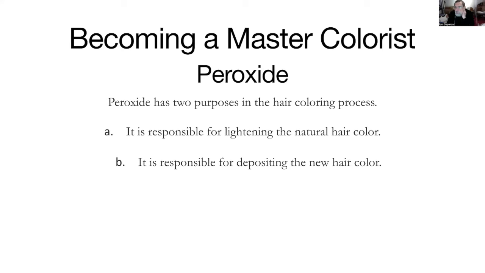It has two purposes in coloring hair. The first one, it's responsible for lightening natural hair color. Look at this once again. Peroxide is responsible for lightening natural hair color, not ammonia, like so many people have been taught over the years. Secondly, it's responsible for depositing the new hair color. It does this through a process where the dyes are slightly changed by the addition of peroxide, and then they're allowed to couple with the coupler that gives the dye its tone.